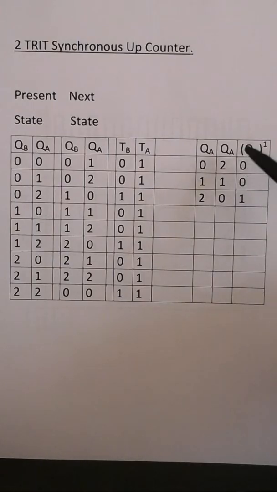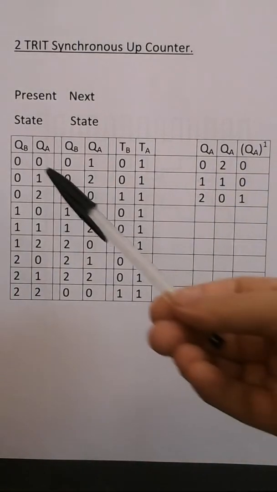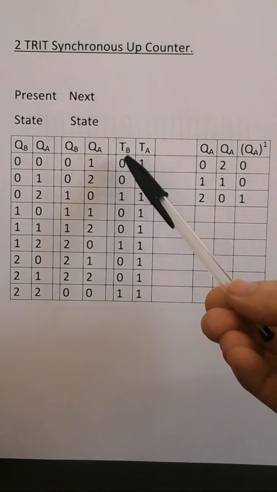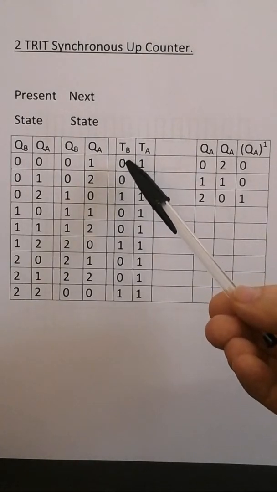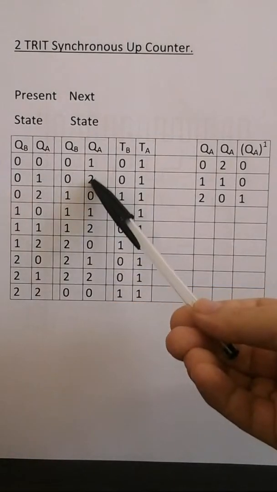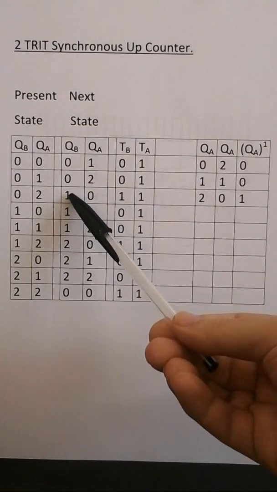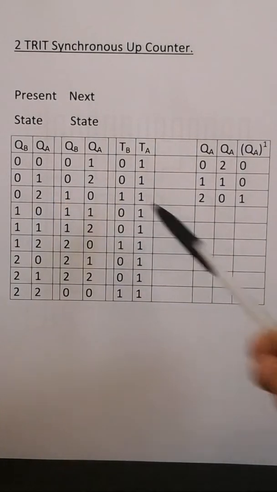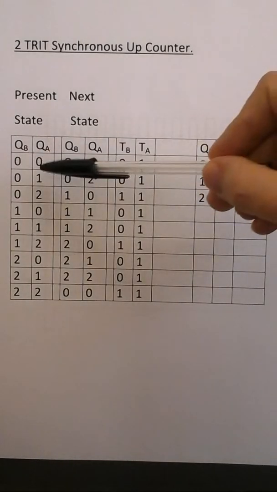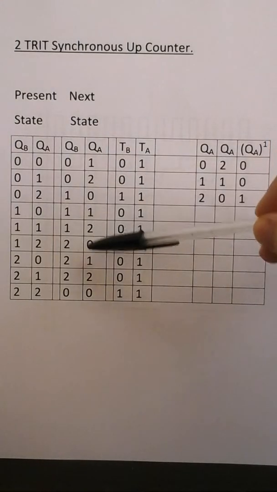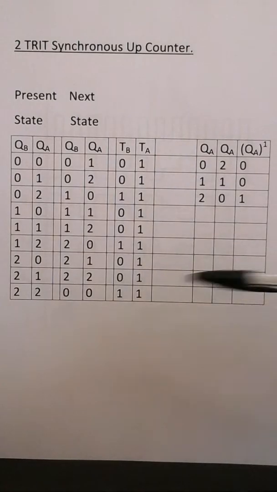So I'm going to use the function QA1, which is a 1 when QA equals 0 and a 0 otherwise. So basically, if QA and QB are the same, then you're not adding anything to the flip-flop, so TB is a 0. But here for QB, you're adding 1 from the present state to the next state, so TB is a 1. For TA, for QA, the next state is always 1 more than the present state because it's counting up, so TA is always 1.